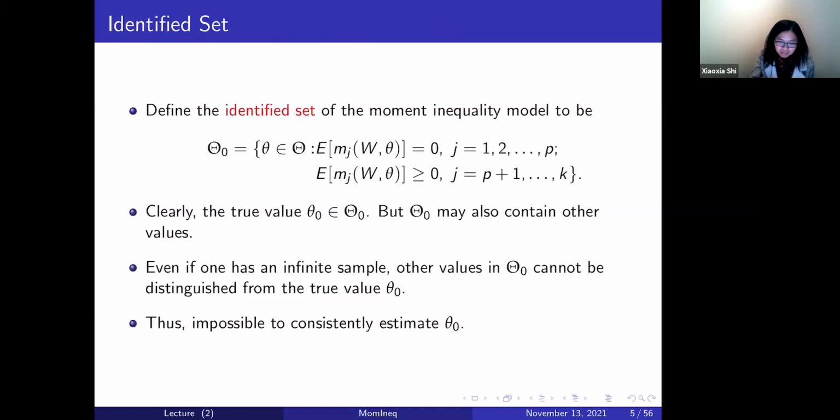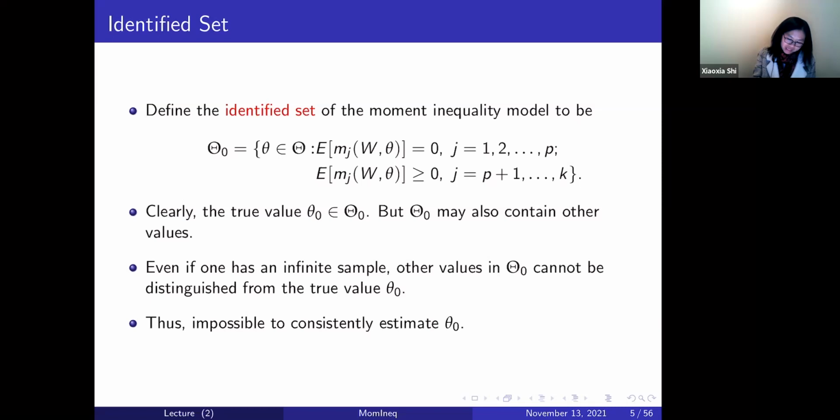Often people define the set of values in the parameter space that are consistent with all the moment inequalities and equalities. That is the identified set for the moment inequality model. Clearly, if the model is correctly specified, the true value is in that identified set, and we limit the discussion to correctly specified models. So the true value is in the identified set, but the identified set may not be a singleton, so it might contain other values as well.